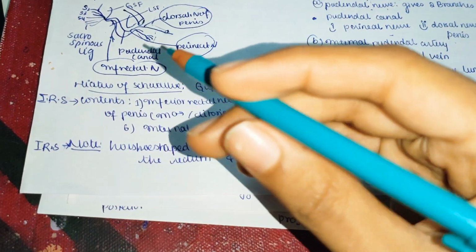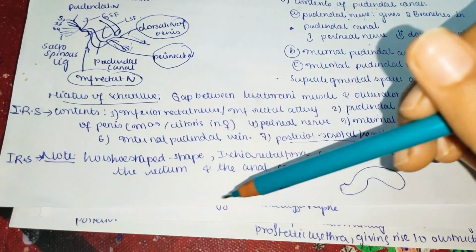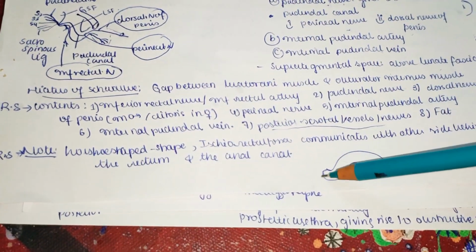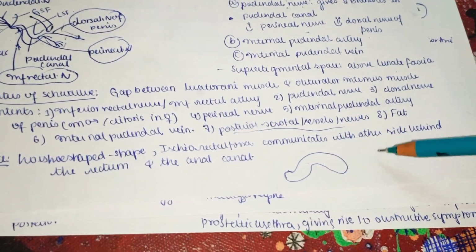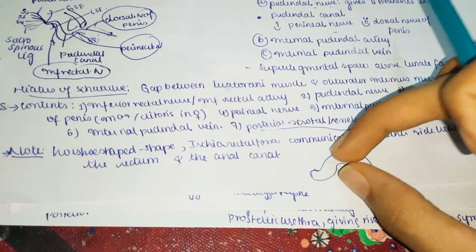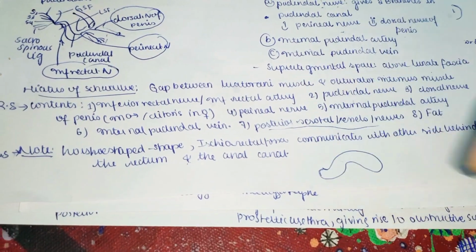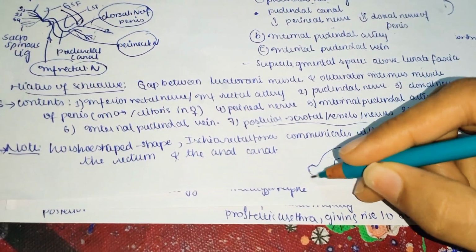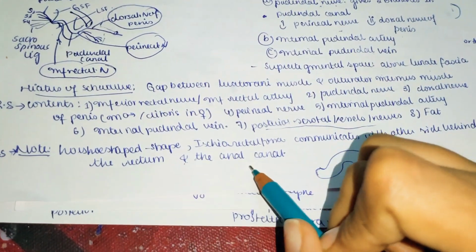So note one important point regarding ischiorectal space: it is horseshoe shaped. Why is it horseshoe shaped? It is called horseshoe shape because the ischiorectal fossa communicates with the other side behind the rectum and anal canal. Actually, the ischiorectal fossa of the right side, for example, wants to connect with the left side. So it will form a horseshoe shape to connect both sides, and it will travel behind the rectum and anal canal.